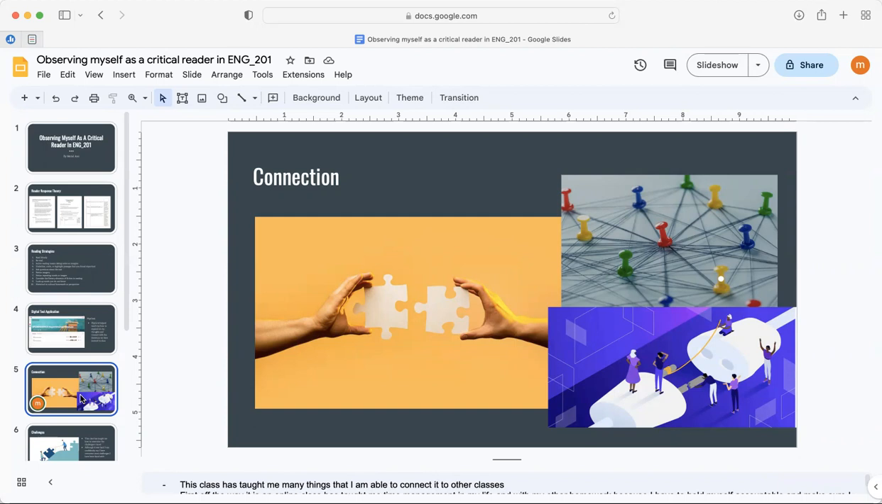Another connection is that the reading strategies really helped me better understand literature and reading, and it just prepared me for other classes, such as my first year writing seminar, where we are given a lot of work containing reading and writing. So I just think that everything I've learned in this class is really going to transfer so well into helping me with that class and in my life.